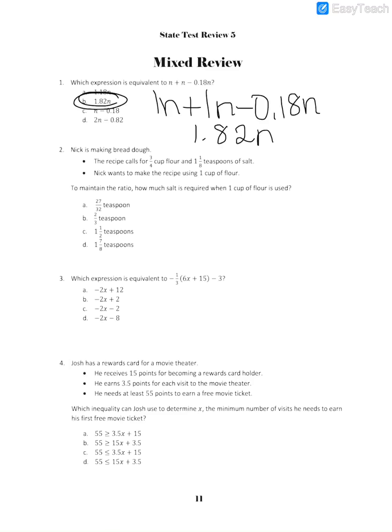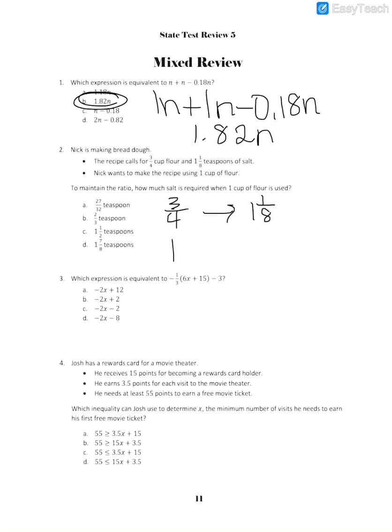Number 2. Nick is making bread dough. The recipe calls for 3/4 of a cup of flour and 1 1/8 teaspoons of salt. Nick wants to make the recipe using 1 cup of flour. To maintain the ratio, how much salt is required when 1 cup of flour is used? All right, so this is kind of like from Review 4, our scale factor, right? So we know that 3/4 of a cup of flour is 1 1/8 of a teaspoon of salt, and we want 1 cup of flour.